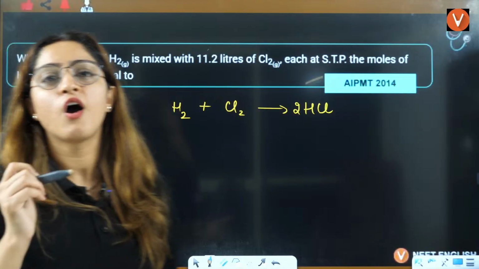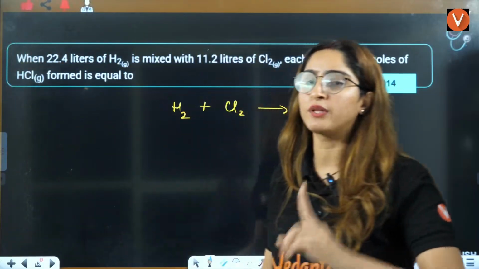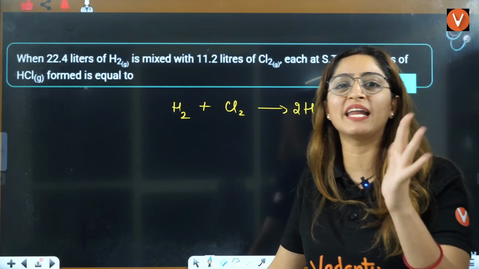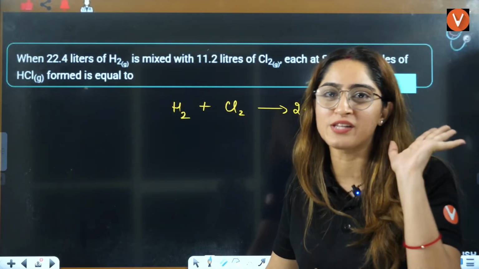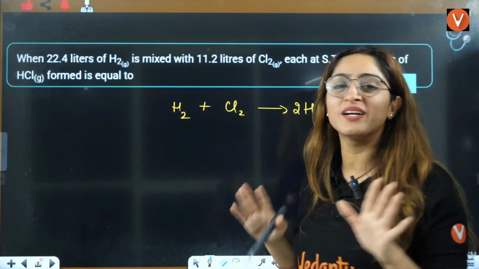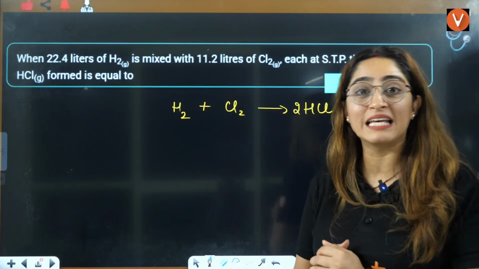Second step is, tell me who is going to tell you that this is a question of limiting reagent. Ma'am, because you are teaching limiting reagent, that's why it is a question of limiting reagent. No, tell me, in the exam, how you will tell me that this is a question of limiting reagent.